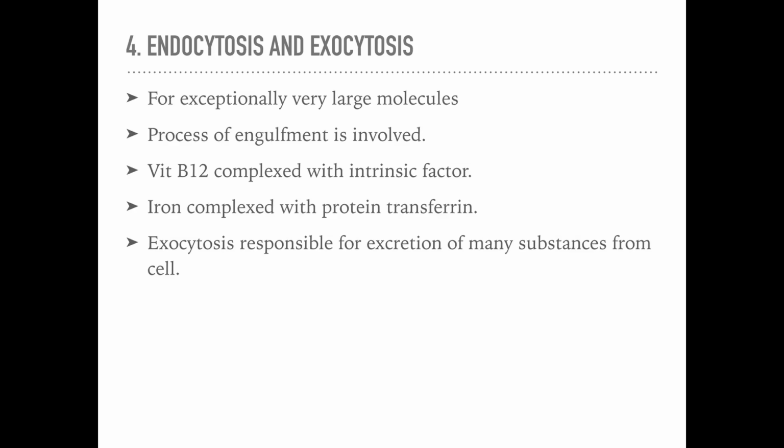The process is responsible for the transport of vitamin B12, complexed with intrinsic factor, across the wall of the gut into the bloodstream, and similarly iron is transported into hemoglobin-synthesizing red blood cell precursors in association with the protein transferrin. Specific receptors therefore should be present on the cell surface so that the large molecules can interact with those receptors. Exocytosis is simply the reverse of endocytosis, but it is responsible for the secretion of many substances from the cell.